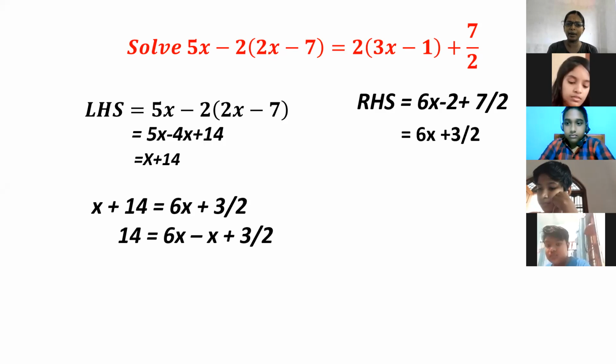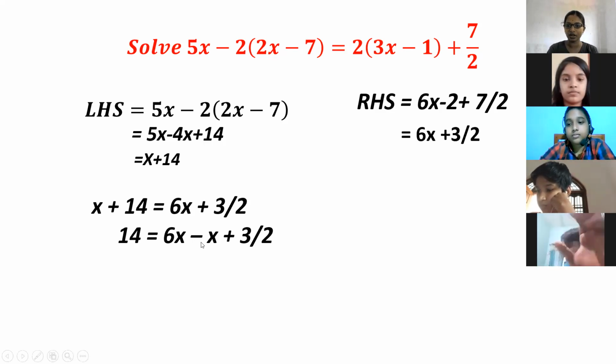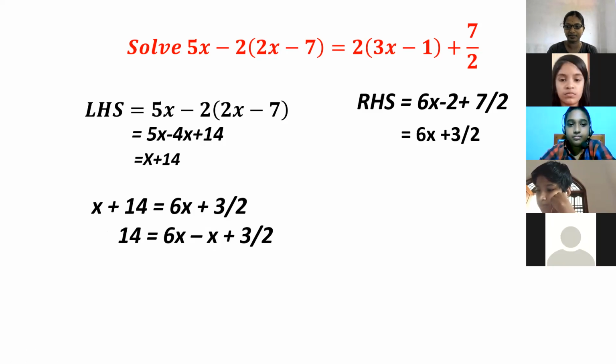I am just keeping our rational number 3 by 2 as itself and moving the x in our LHS to our RHS. Then the LHS becomes 14, and plus x becomes minus x in RHS. Is it? You can see here. We have plus x here, and while moving to RHS, it becomes minus x. Then 6x minus x plus 3 by 2 becomes the RHS. Okay.